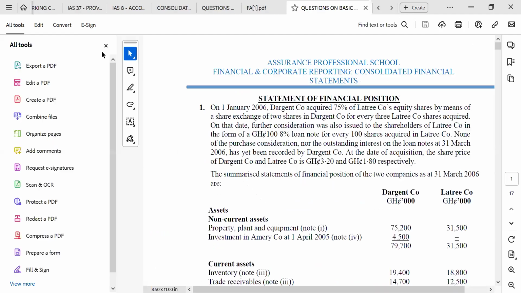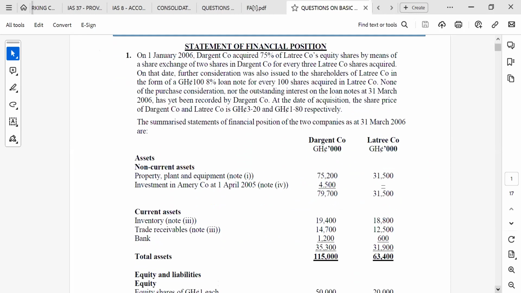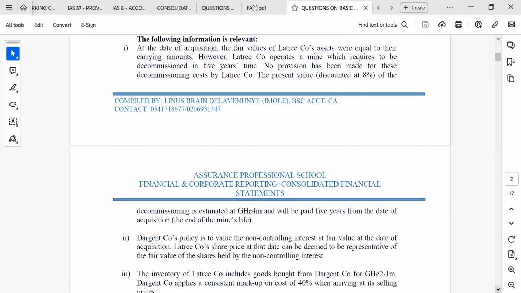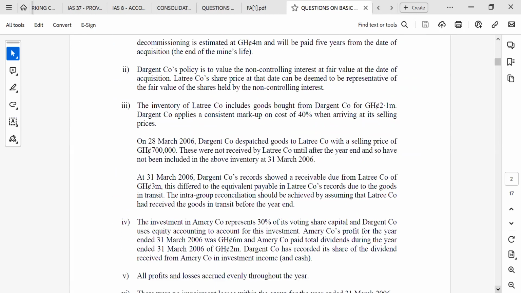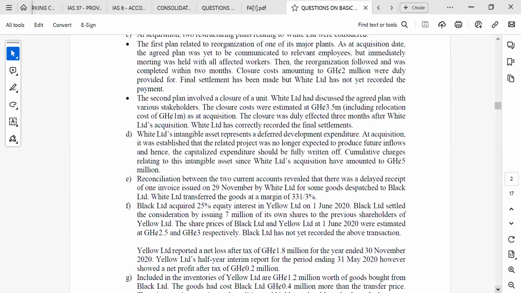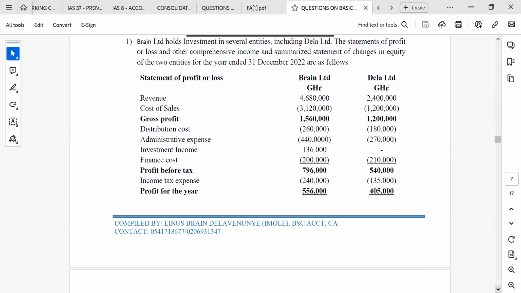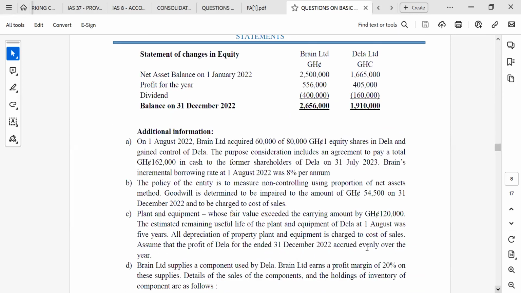I can hear you, Sina. Is it the purchase consideration or the purpose consideration? Which one? The word says, after the equity shares in Dela and gained control of Dela, the purpose... I think it should be the purchase consideration.